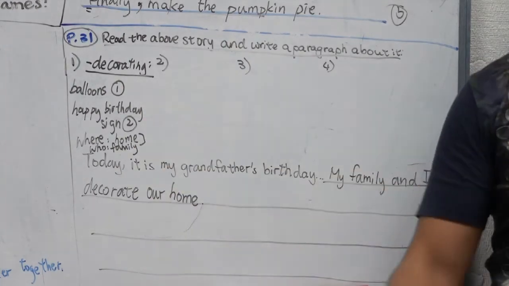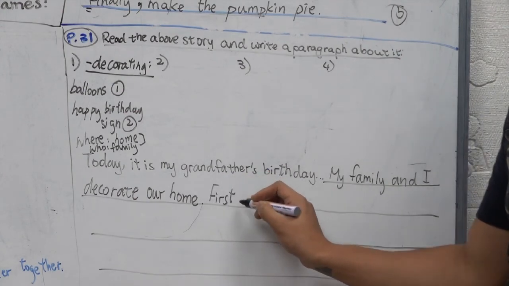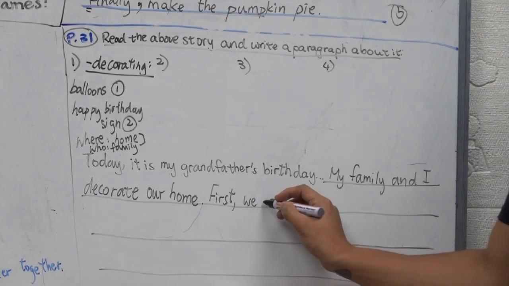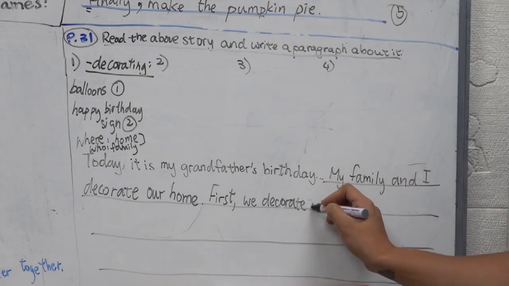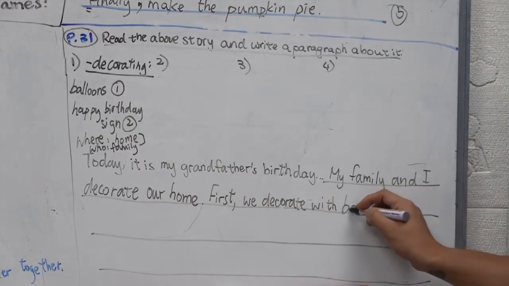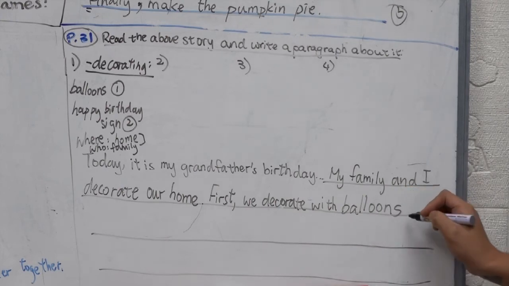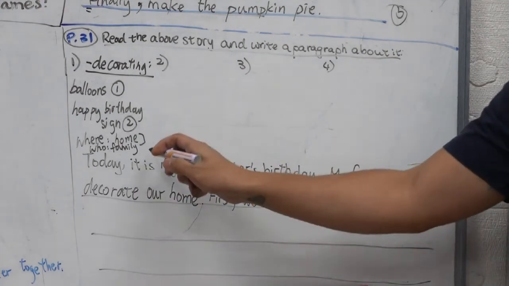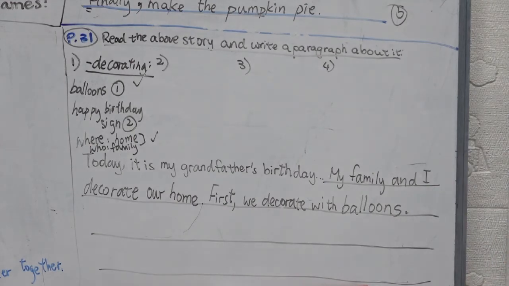Now, number 1 is first, right? First, comma, we decorate with, what's the first one? Balloons, right? So B, A, double L, double O, N, S. Put a full stop. So we've done this already. We've done the balloons. Now we haven't done the birthday sign. So today it is my grandfather's birthday. My family and I decorate our home. First, we decorate with balloons.